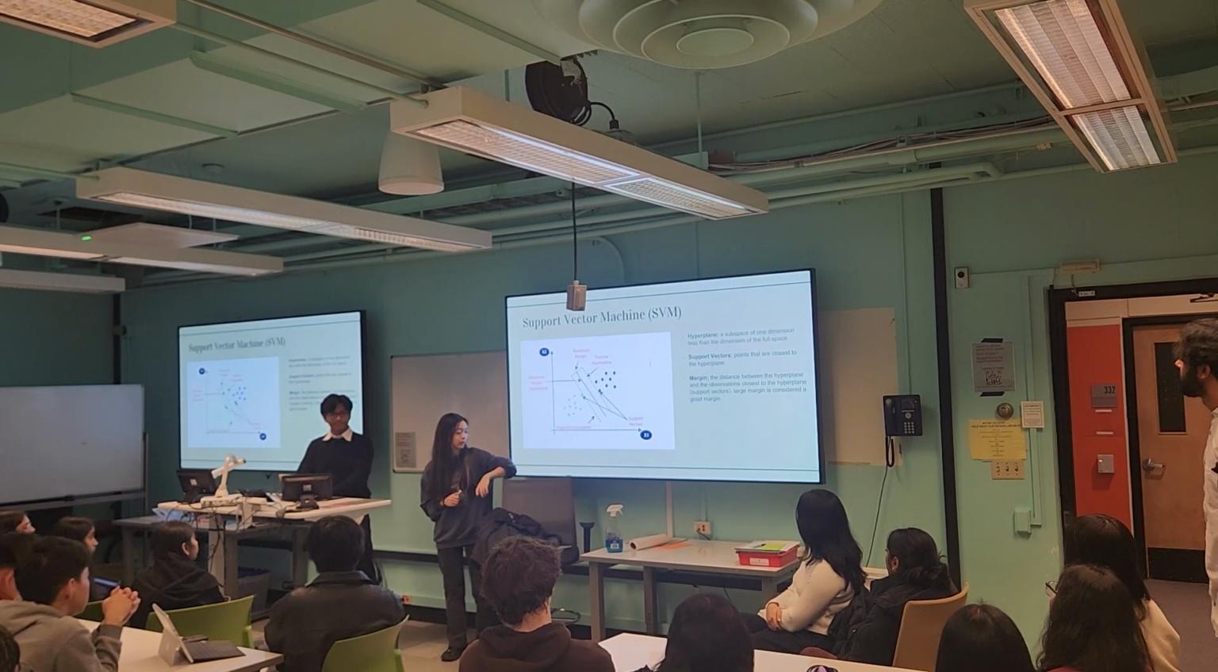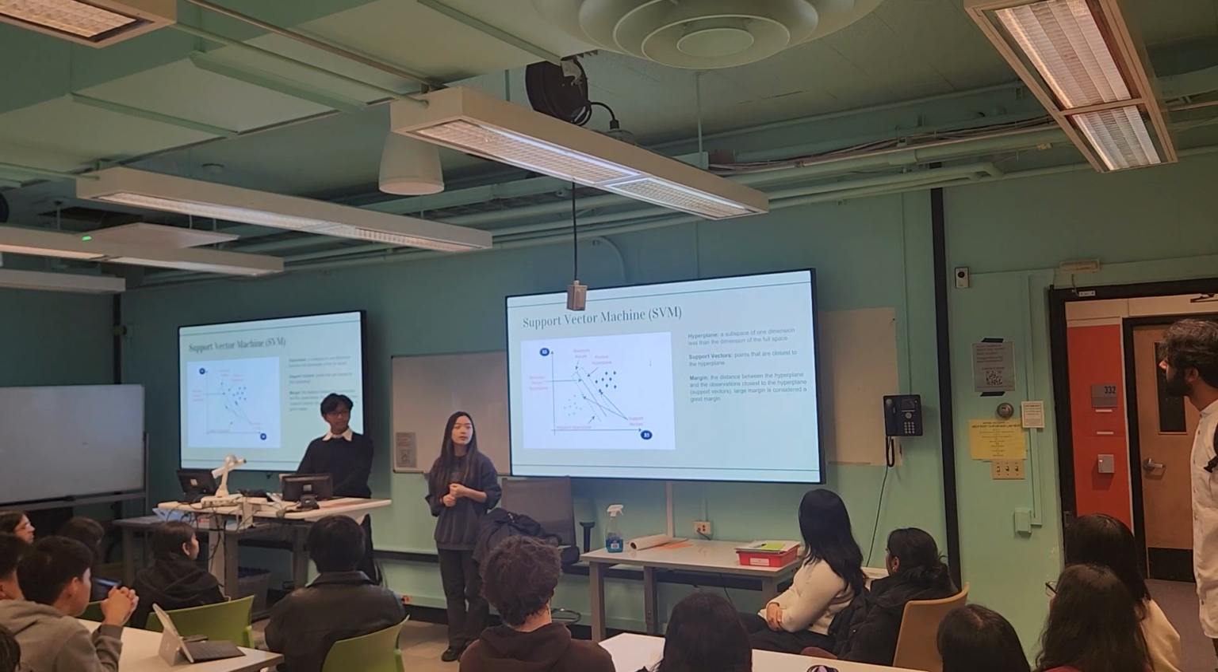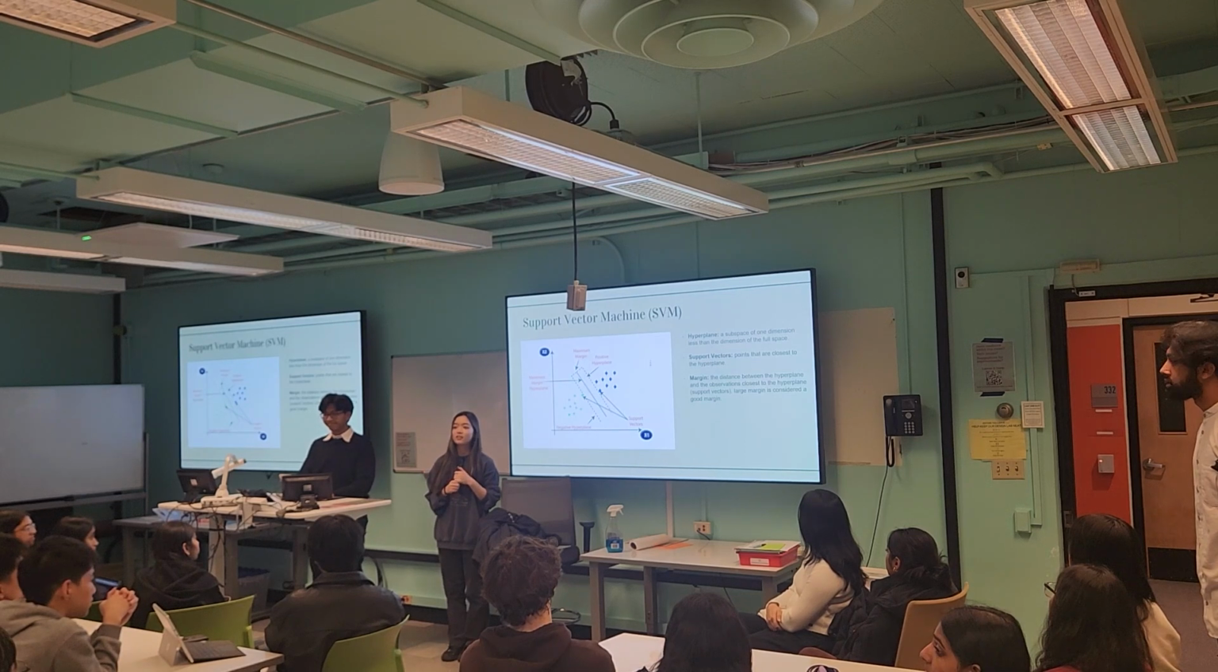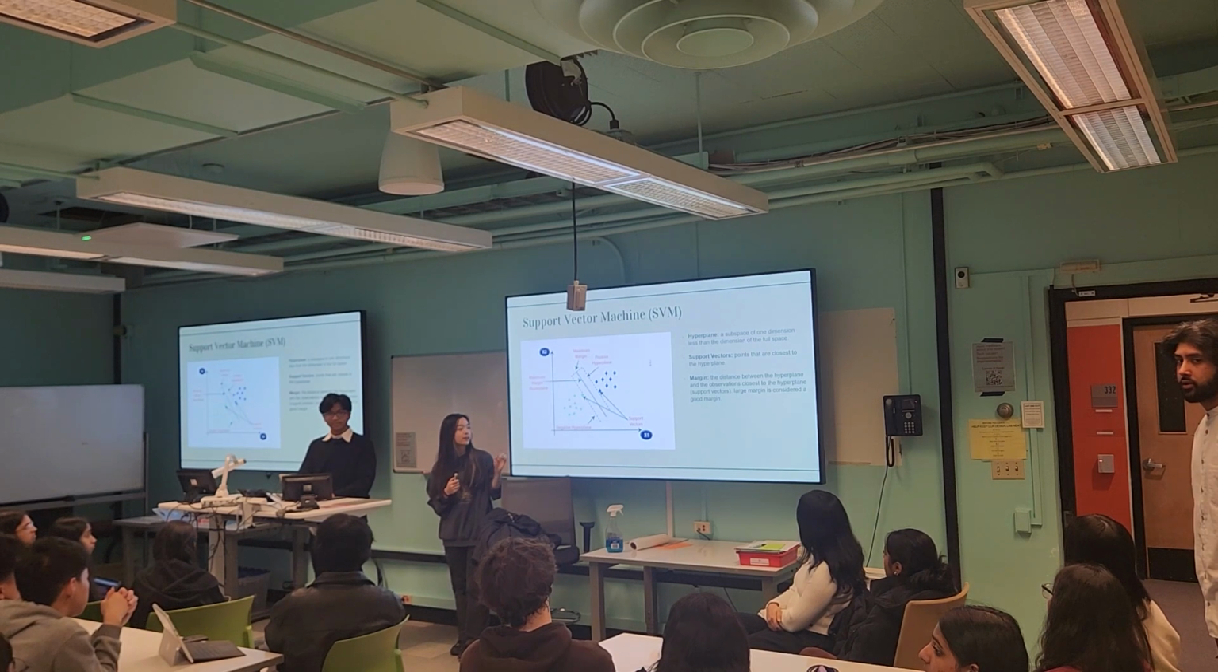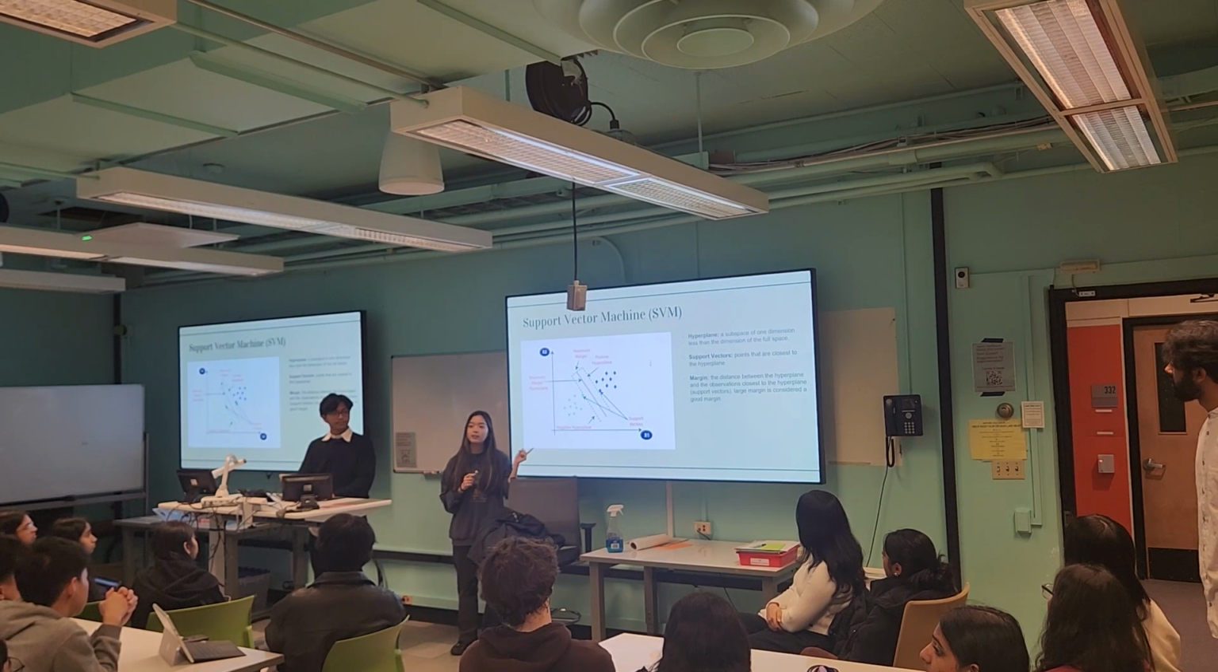For another example, if I have a 3-dimensional space, can anyone tell me what would be the dimension of the hyperplane in 3D? Yeah, that would be 2-dimensional. So a hyperplane in 3D would be a plane instead of a line here.